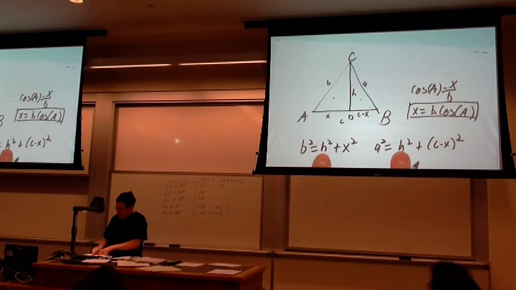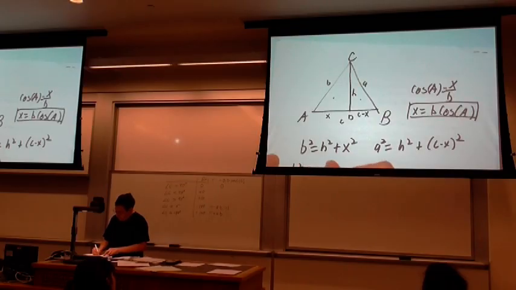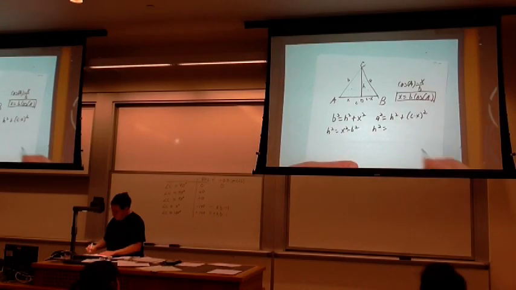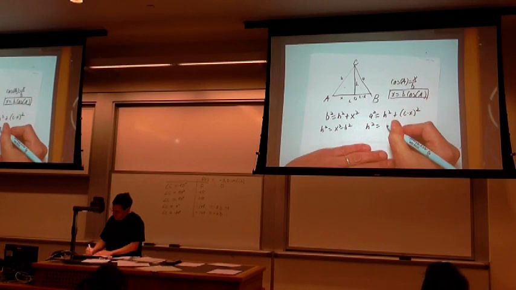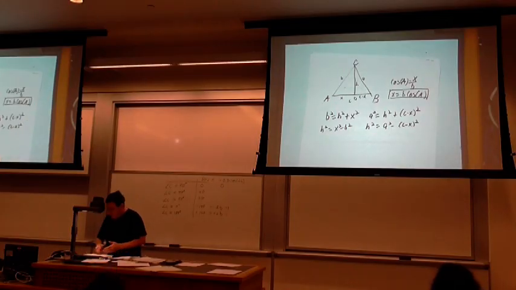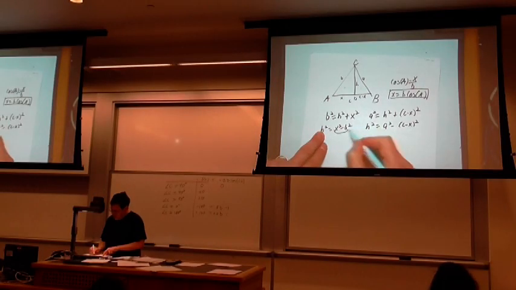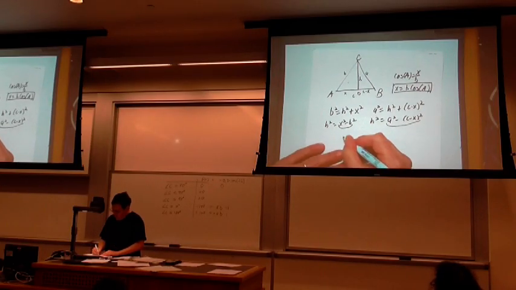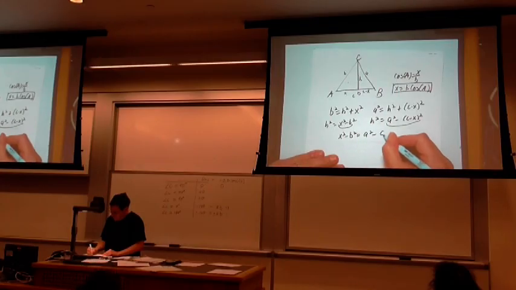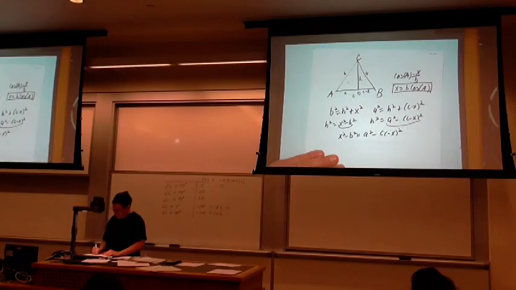And we want to get h out of both of these equations. So we're going to solve for h. H squared equals b squared minus x squared. And h squared equals a squared minus (c minus x) squared. So now, since both of these pieces are equal to h squared, we can equate them, and we get b squared minus x squared equals a squared minus (c minus x) squared.